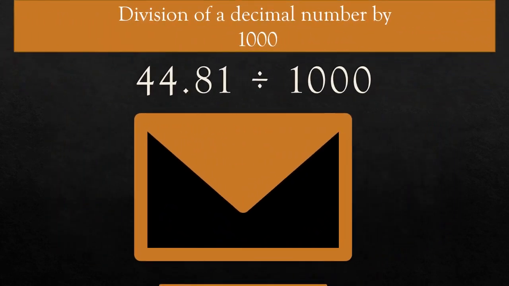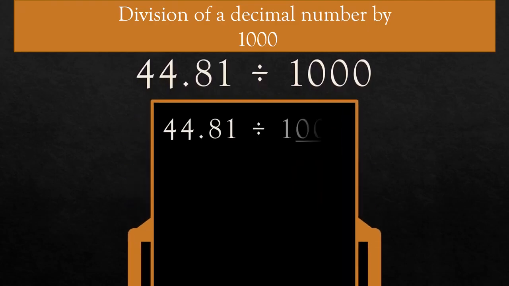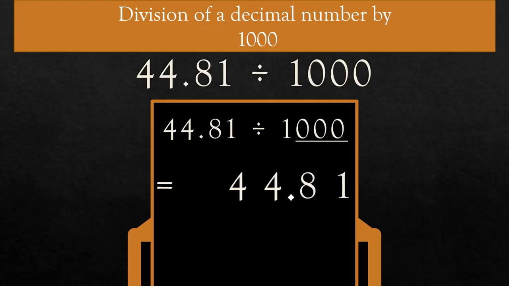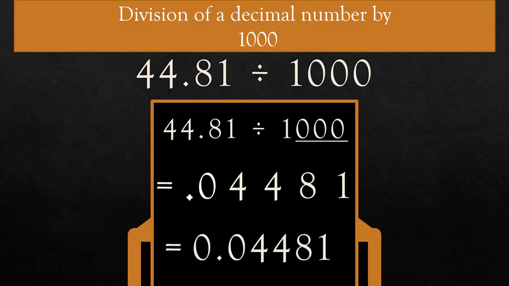Let us solve one more example. 44.81 divided by 1000. See, in divisor 1000, we have 3 zeros. So the decimal point shifts 3 places to the left. But there are only 2 digits. So we will add a 0 and then a decimal. So count 3 digits, 1, 2, 3 and place a decimal. So the answer is 0.04481.